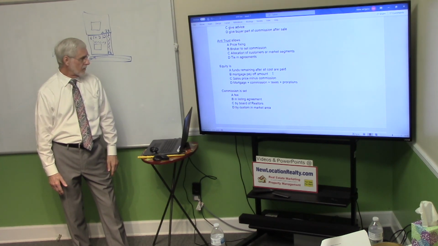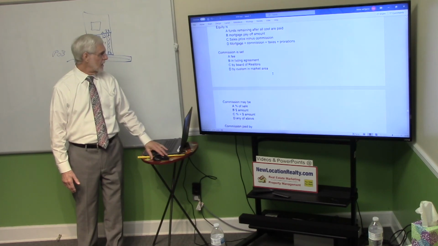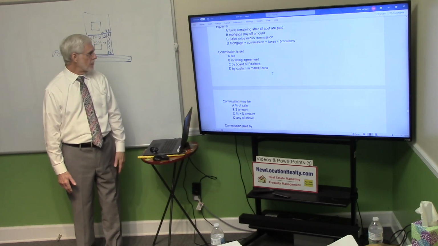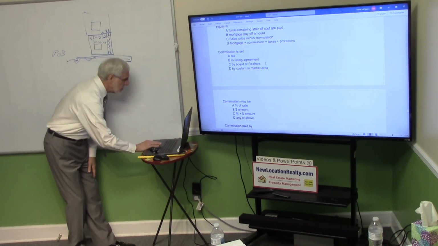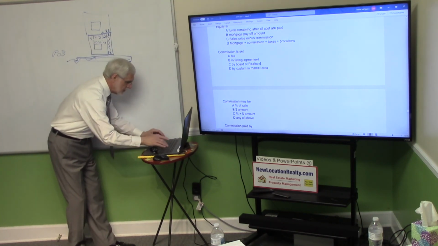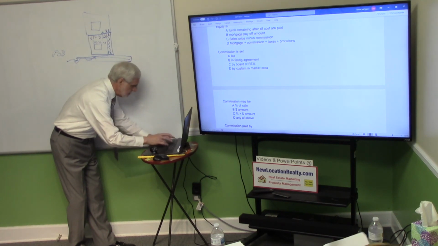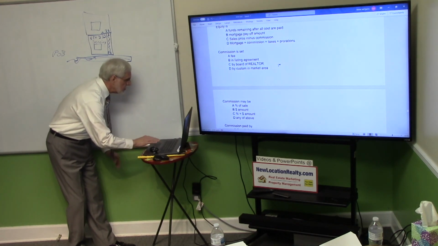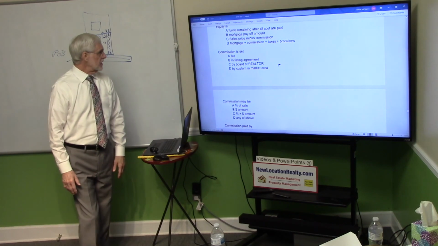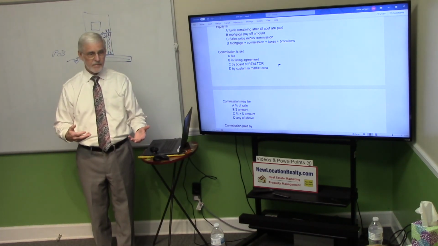Funds remain after all costs are paid. Commission is set in the listing agreement. Is it by custom or in the listing agreement? It's in your listing agreement. That's where you negotiate the commission with the seller.